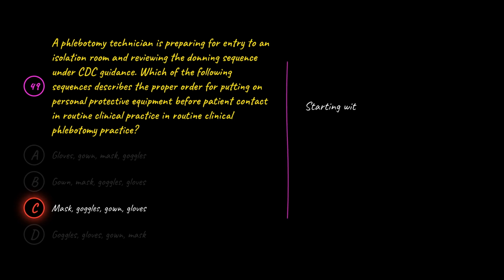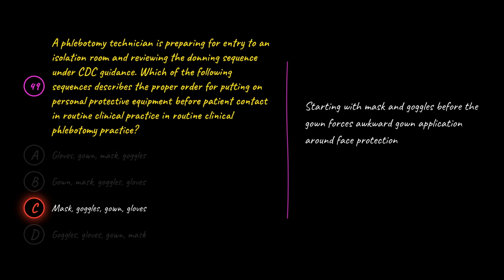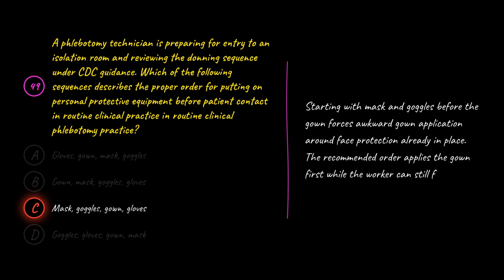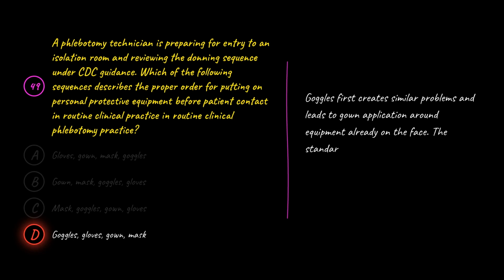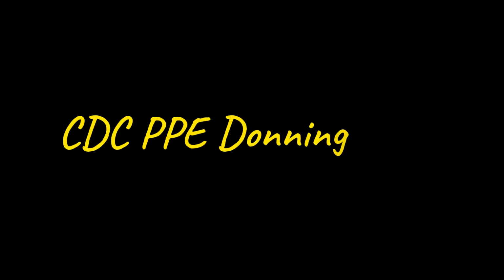C is wrong because starting with mask and goggles before the gown forces awkward gown application around face protection already in place. The recommended order applies the gown first while the worker can still freely manipulate clothing. D is wrong because goggles first create similar problems and lead to gown application around equipment already on the face. The standard order keeps face protection placement after the gown, so each step adds without disturbing previously donned items.